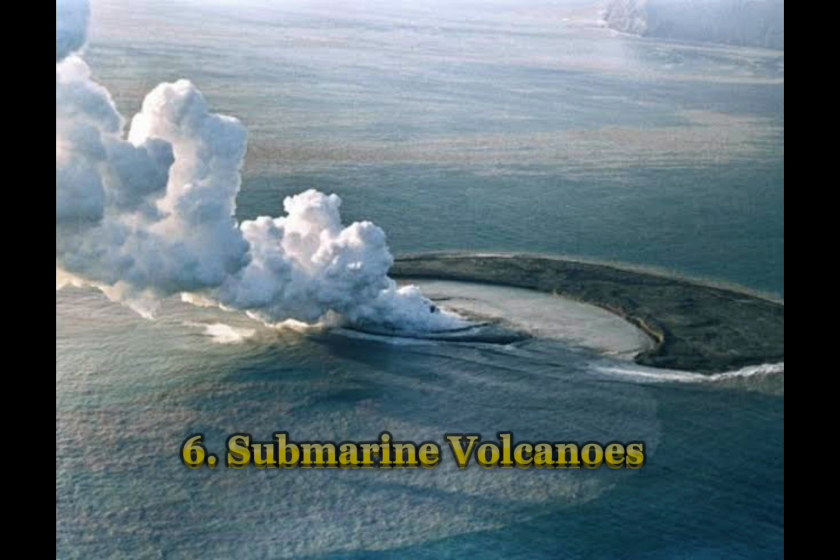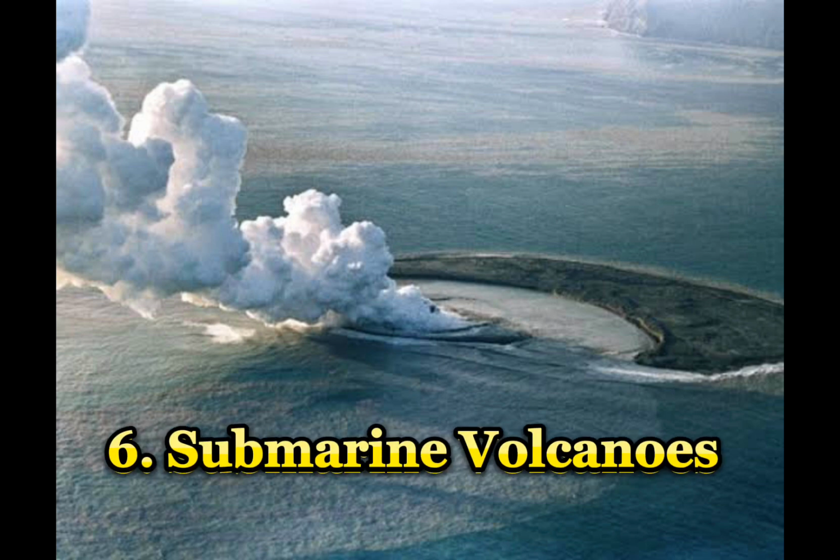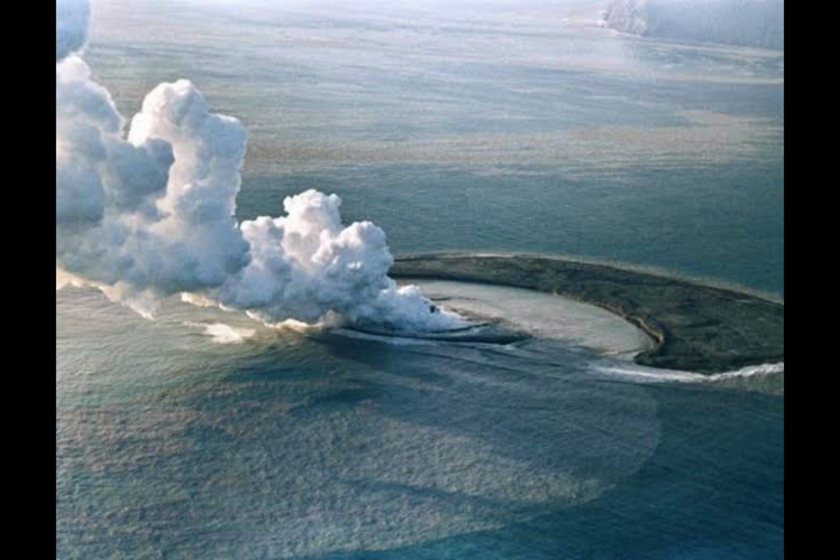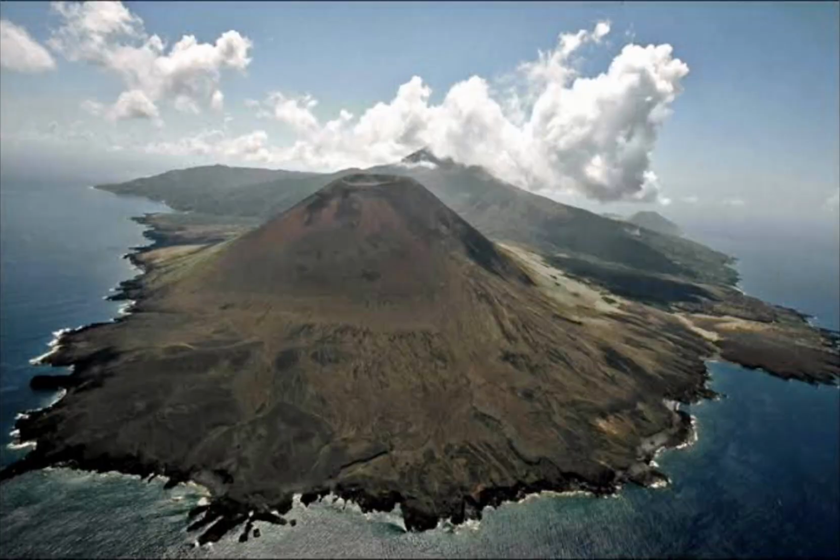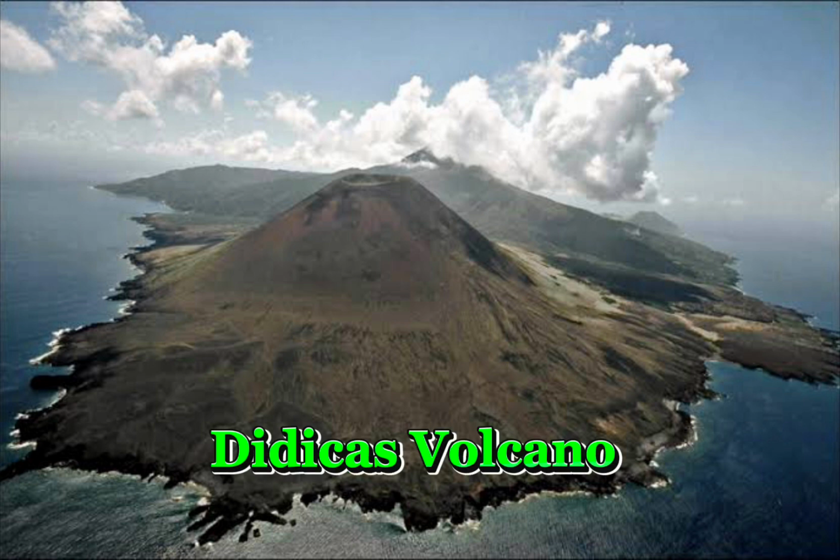Next, we have submarine volcanoes. These are common features of the ocean floor. Pillow lava is the common eruptive product of submarine volcanoes and is characterized by thick sequences of discontinuous pillow-shaped masses which form underwater. An example of this type of volcano in the Philippines is the Didicas volcano.